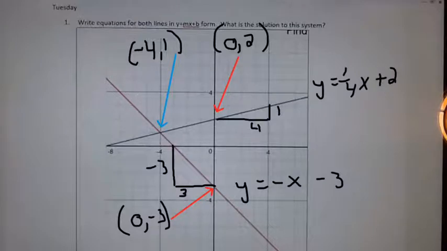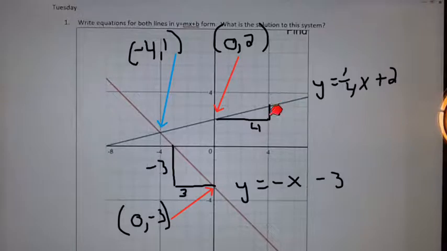Okay, so first you were supposed to write an equation for each of these lines, and then find the solution to the system. The solution to the system is where the two lines intersect. So we can see that that is -4, 1. The equation for this line right here, its y-intercept is 0, 2.